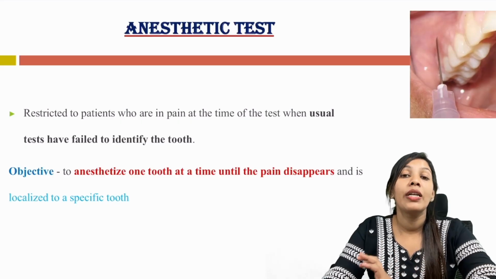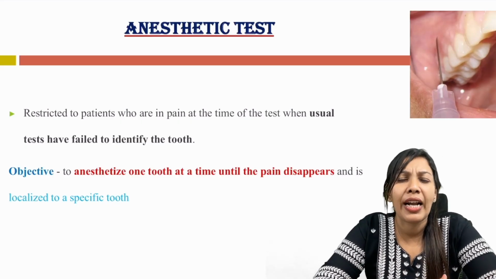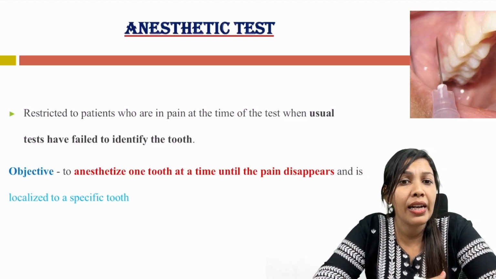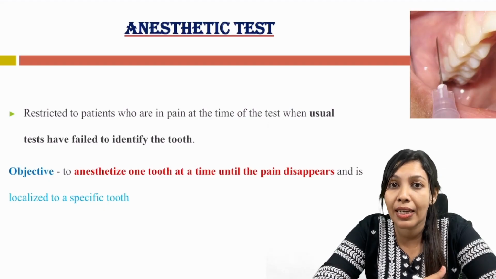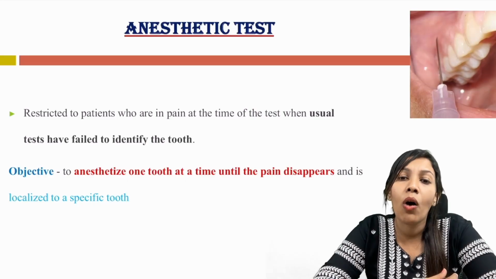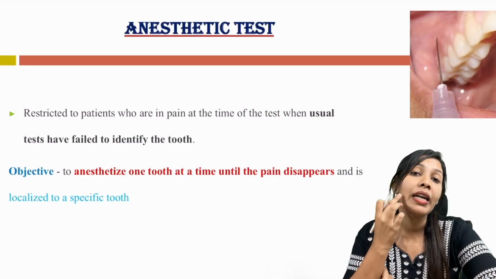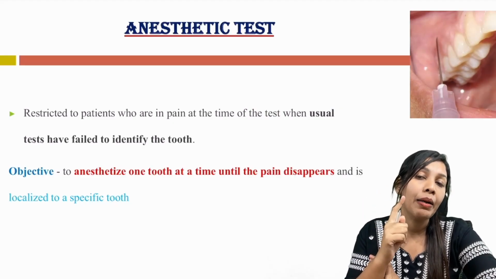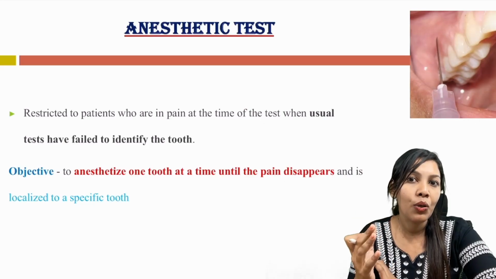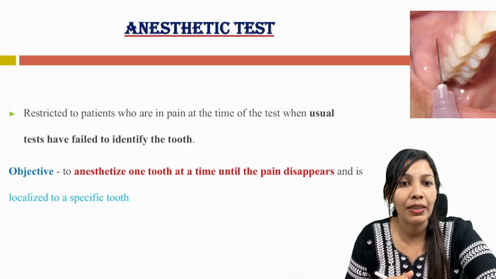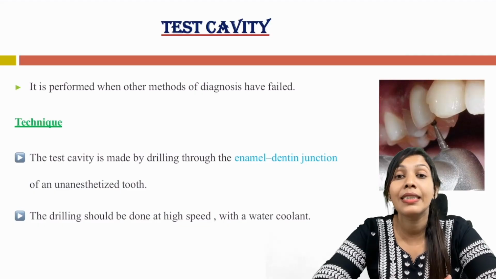Now, next coming to the anesthetic test. These are the tests which are actually carried out at the later stages where none of the commonly used tests is having an action. So what we do is, the patient is having pain over the entire area, so we anesthetize a single tooth at a time. If the pain subsides, we will come to a conclusion that this was the tooth which was having the pain, right?